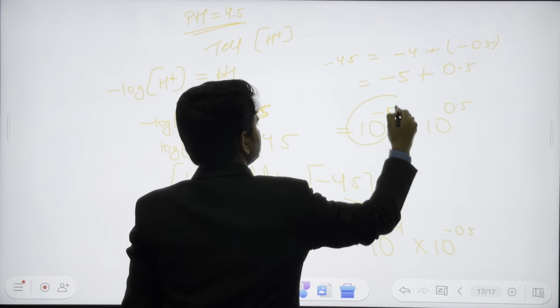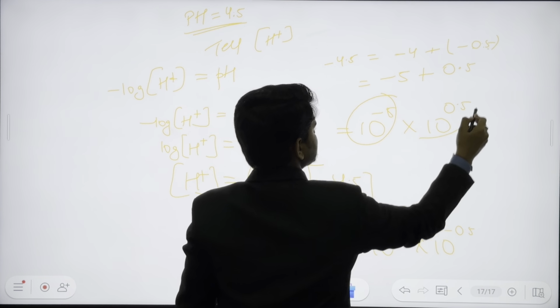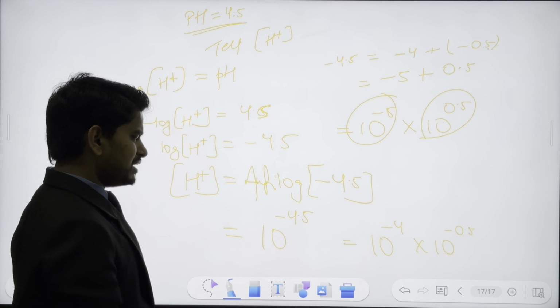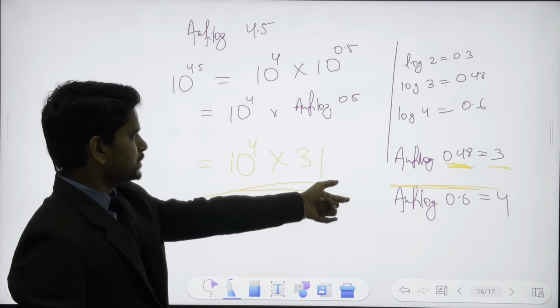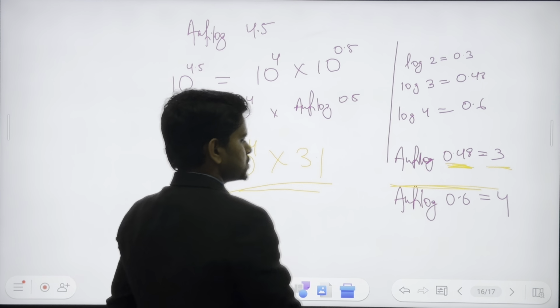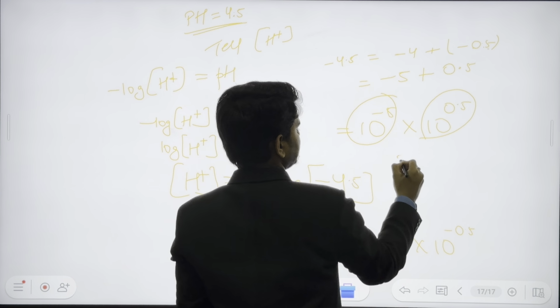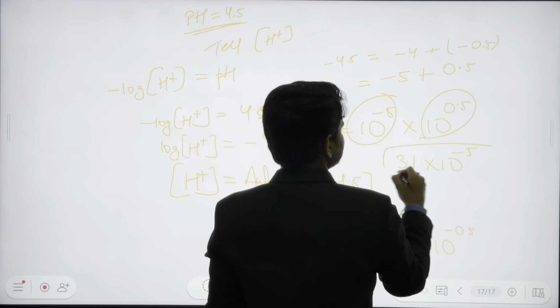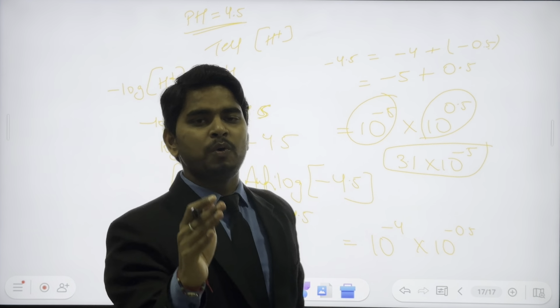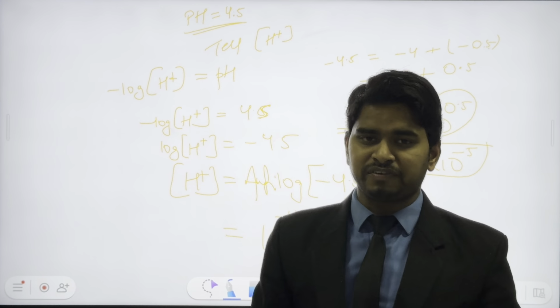This is a standard form, perfectly fine, and we have to find out this value 10 to the power 0.5, and we just saw how to find the value of 10 to the power 0.5. It was coming to be 3.1. So the answer is 3.1 into 10 to the power minus 5. That's the H plus concentration you will have when pH is given as 4.5.